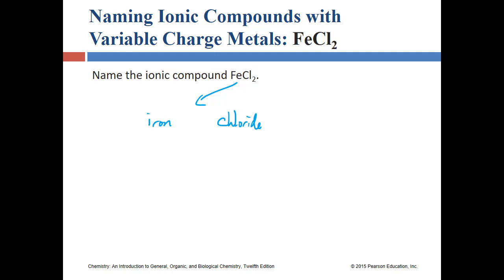There are 2 of them. So I've got 2 negative. It must be 2 positive. Or we can reverse that crisscross again and know that this is a +2 iron, which would make this iron 2 chloride. Again, the charge is the Roman numeral.